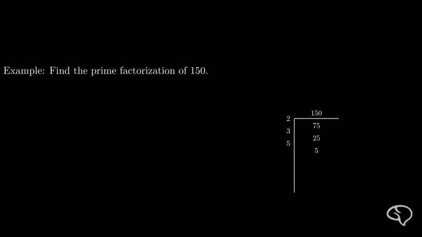25 is not divisible by 3. The next prime is 5. 25 is divisible by 5, giving us 5. Finally, 5 is divisible by 5, giving us 1. We're done. The prime factorization of 150 is 2 times 3 times 5 times 5. This method is very systematic and ensures you find all the prime factors.